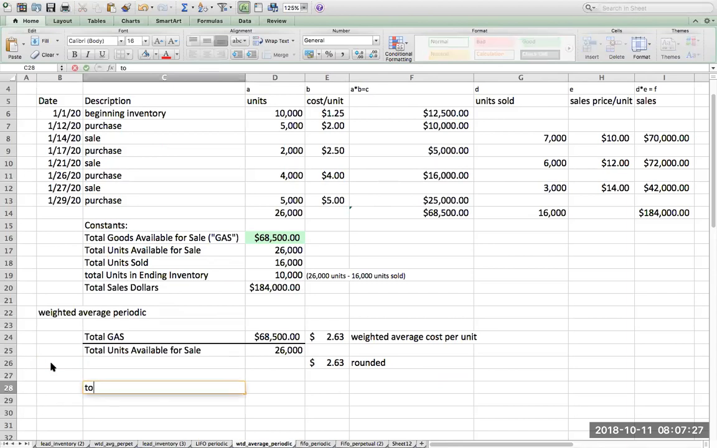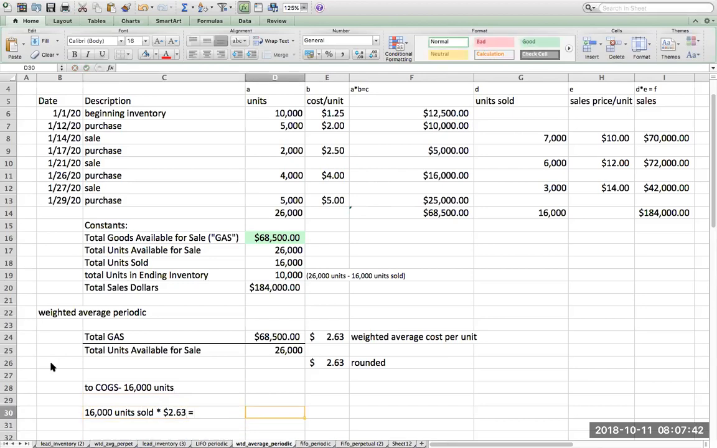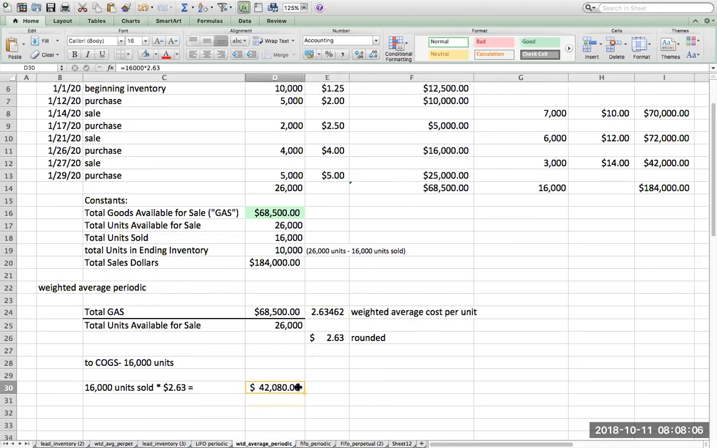I sold 16,000 units. So here I'm going to take 16,000 units sold times $2.63 per unit for a total of 42,080. Now, just note here that I'm going to have a little bit of a weird rounding, so I rounded this to $2.63. Okay, so my 42,080 is my cost of goods sold.